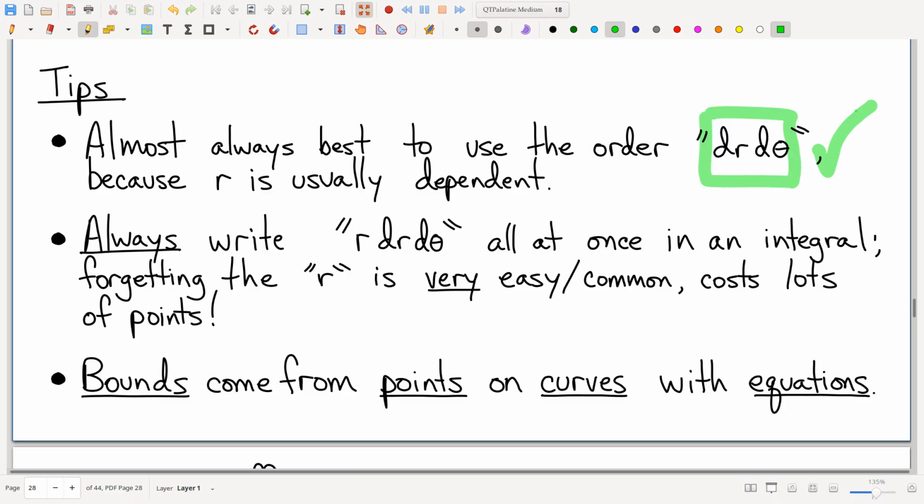Now, minor correction. There are some examples where it is actually beneficial to do it in the other order. And those examples that I've ever seen in my life are all highly manufactured and unnatural. I don't think you're ever going to run across one in the wild. So there's basically no cost. Just always do dr d theta.